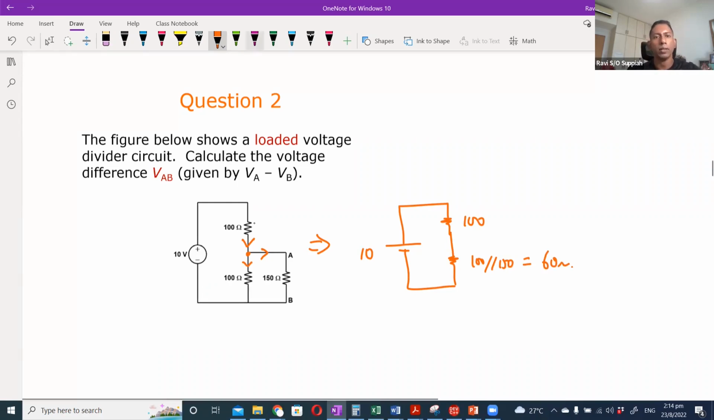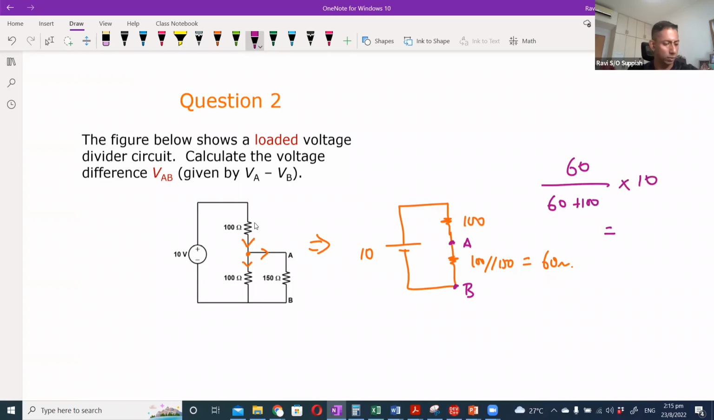Now this voltage here is basically a voltage divider. That means it is 60 over 60 plus 100 multiplied by 10, which should give me 3.75 volts. Since both 100 and 150 are parallel, the same 3.75 volts is across the 100 ohm and across the 150 ohm. They are both parallel. So VAB will be 3.75 volts.